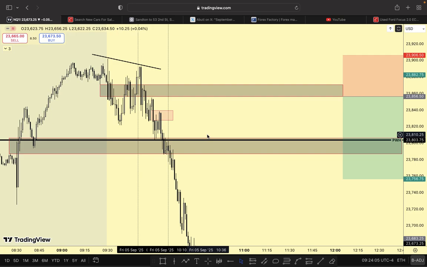I put my order in. I had my take profit and stop loss orders sorted, and then I closed MT5. I just opened it for a quick screenshot before everything finished, but it was very controlled, very controlled. I'm super happy about that.